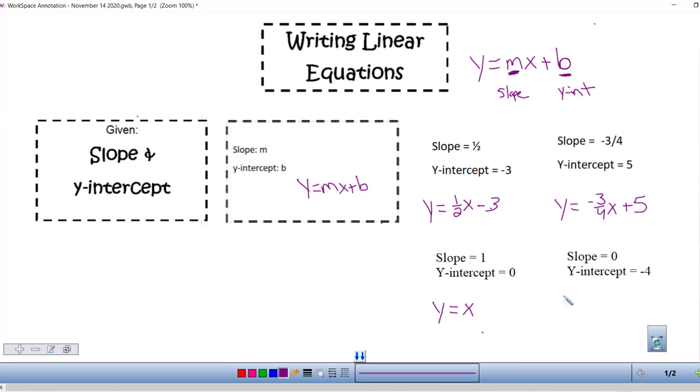Now if we have a slope of 0, we would technically write that as y equals 0x and then minus 4. So our slope goes before the x and the y-intercept goes after. But when we graphed, we never saw 0x. Remember, 0, we don't see that. So it would just look like y equals -4. And if we remember, when we graph that, that is when we get our horizontal lines.